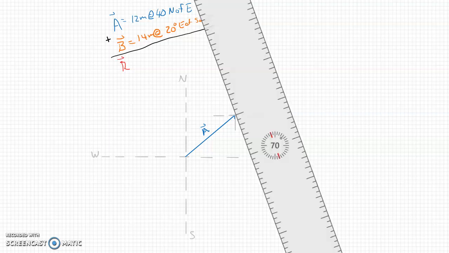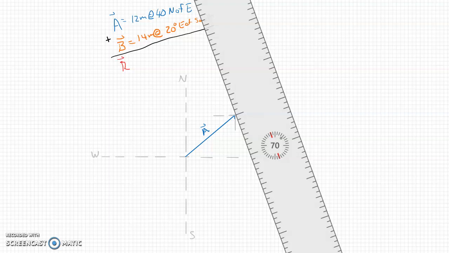You'll notice my ruler here is measured at 70 degrees, and this is measured from the horizontal. Certainly that means this angle right in here is going to be the 70 plus the 20 that I'm supposed to have, which gives me the 90. And that would be the angle between the south and the east.